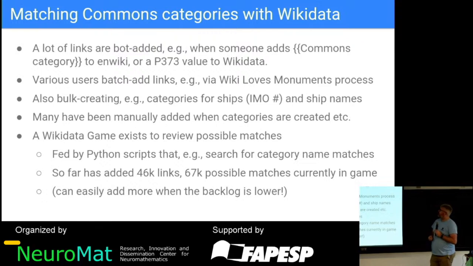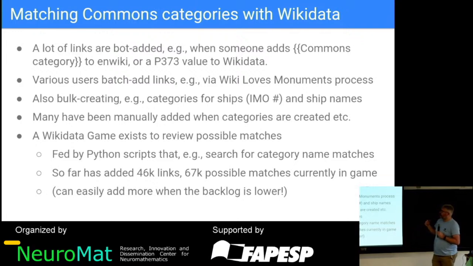A lot of people also manually add the links when they're creating new categories, so a lot comes in through that as well. I think actually there's been an uptick in the number of Commons categories that exist since the Wikidata infobox has come along, because of the infobox.